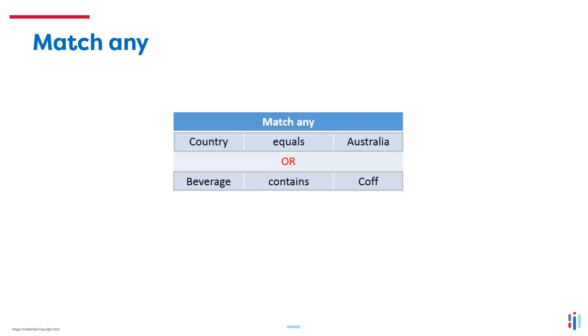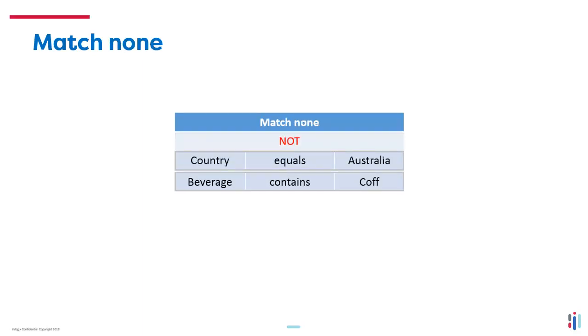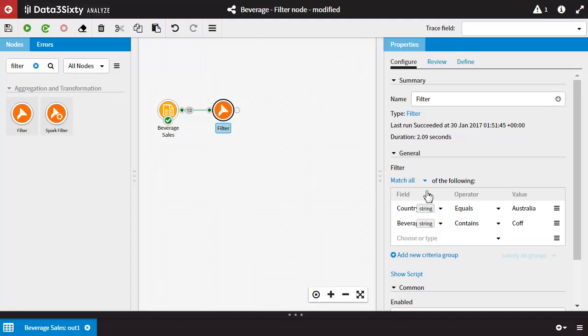Match any. Each condition can be satisfied individually to produce a result. In other words, the country field equals Australia or the beverage field can contain the value COFF. Match none. Output all rows where the country field does not equal Australia or the beverage field does not contain the value COFF. For this example, I will select match all and then I will run the node.